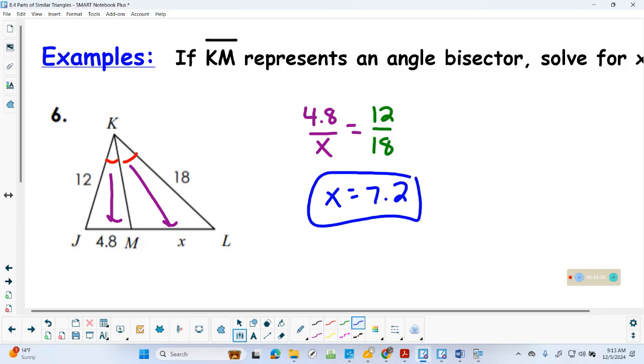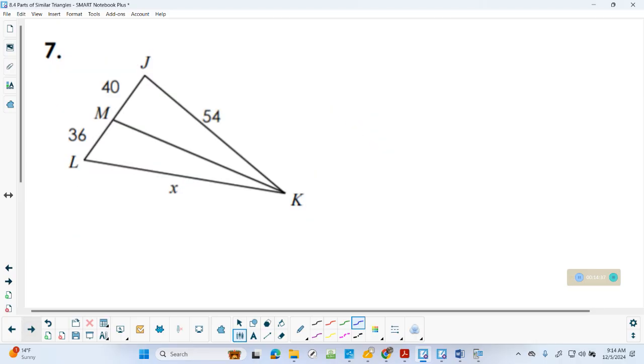And again, we can see we're getting a lot of decimal answers. So same thing. It says KM is that angle bisector. So they just didn't mark them, but there's your congruent angles. So I'm starting with the opposite sides. So 36 and 40. And it doesn't matter if you go 40 over 36, 36 over 40, who cares?